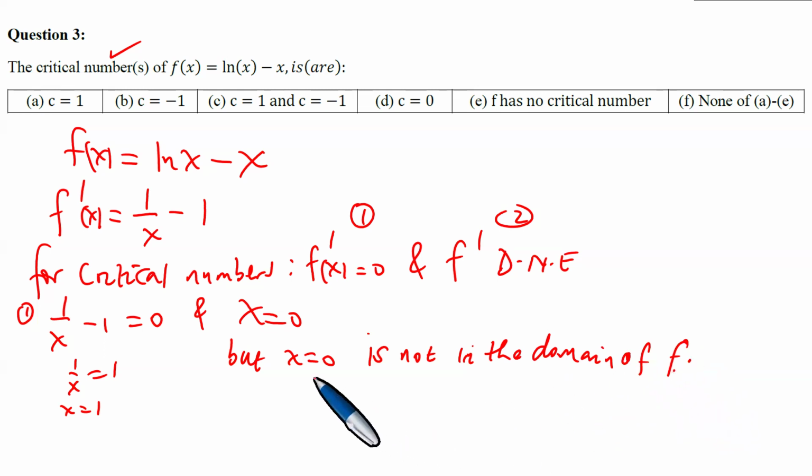It's not in the domain of f. Now, because x equal to 0 is not in the domain of f, you're going to pick 1, that is a critical number, so now the only critical number there is c equals 1. What is the critical number? It's only c equals 1, which is part A.